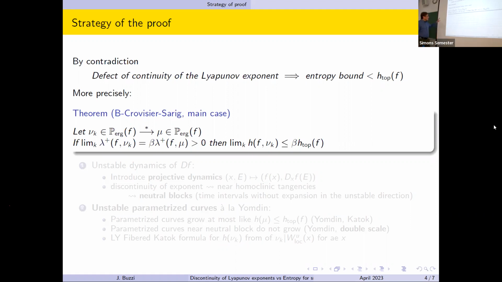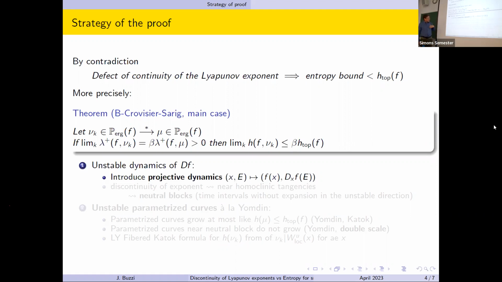So what you see here is that the whole business will be showing that if you have a defect in continuity in this sense, that beta is less than 1, then you get a non-trivial entropy bound. And if we have this, we have the main statement I gave before. So how can we prove such an entropy bound?